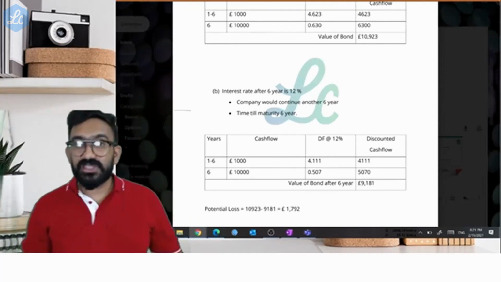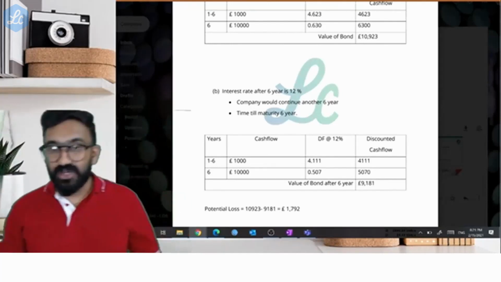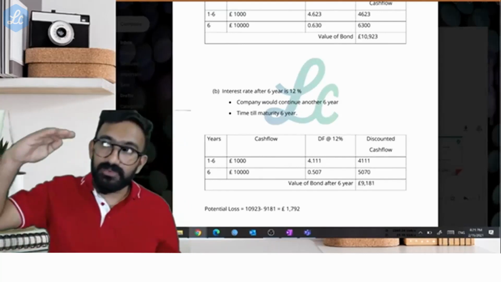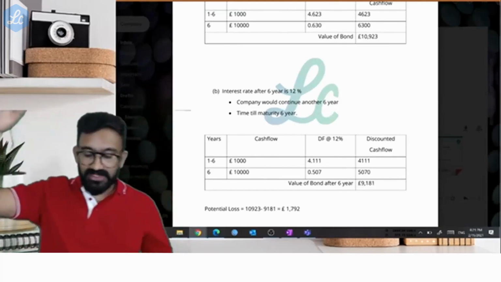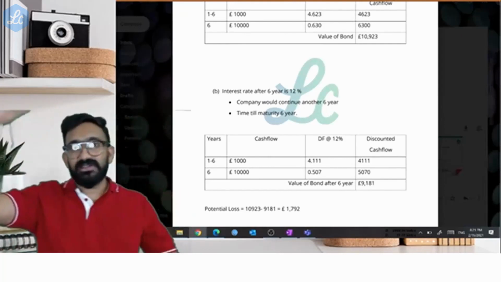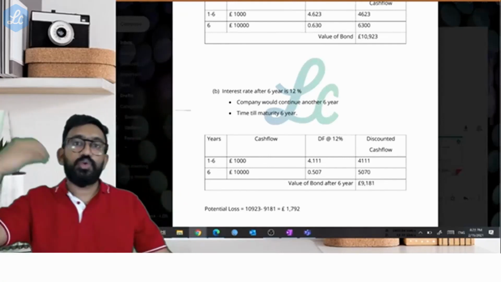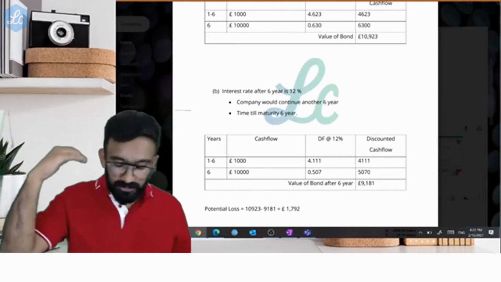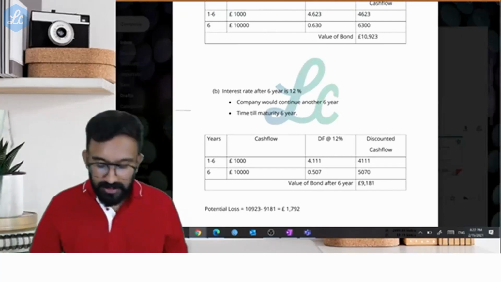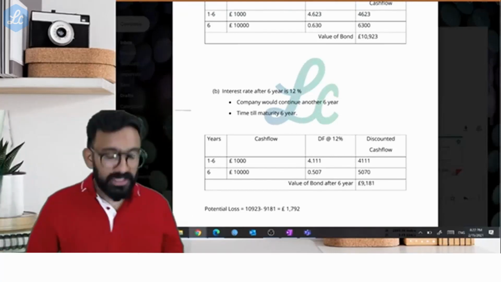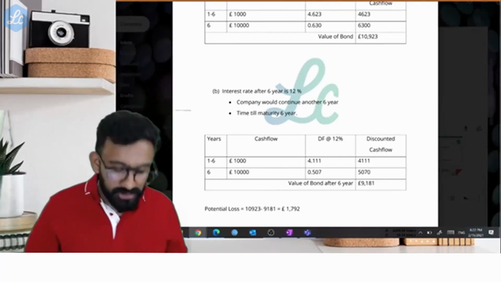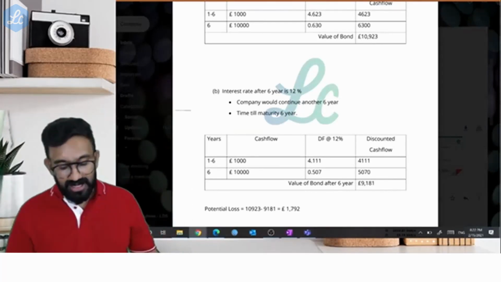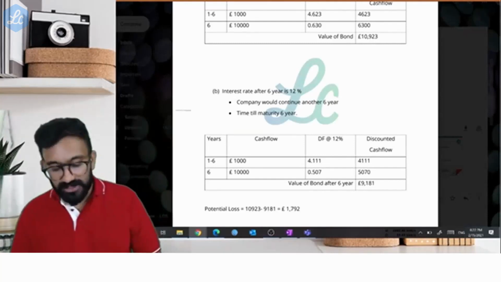In such cases, my discount rate changes. So at the end of the year, this bond is going to be priced, from 6 years from now, for another 6 years, discounted at 12 percent, wherein your coupon is 10 percent. So the value of the bond after 6 years is going to be 9,181. Now we have computed the potential loss as the difference between the value of the bond today and the value at the end of that period.